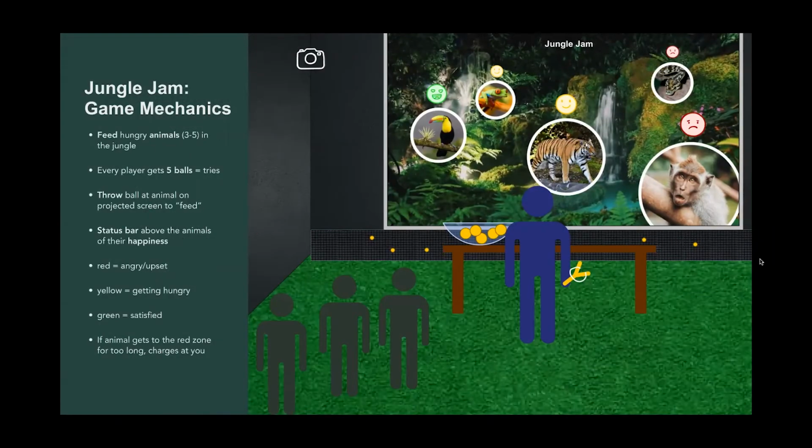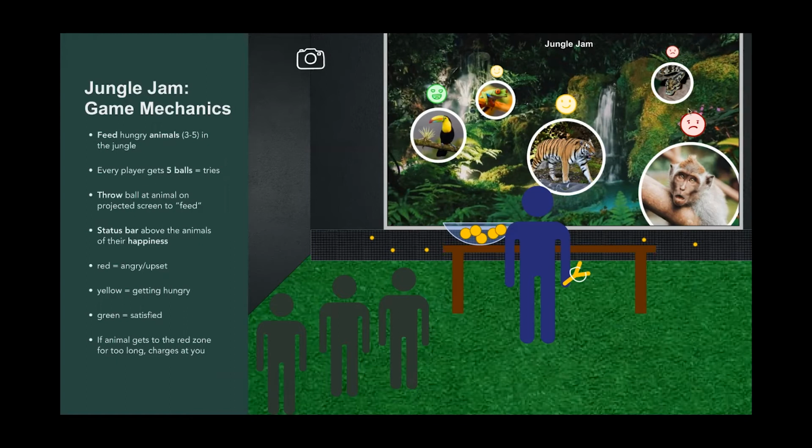So Jungle Jam is our proposed game, and here are the game mechanics that we have come up with so far. So the objective of the game would be to feed hungry animals, potentially 3 to 5 of them, on the screen in a jungle setting. Every player would get 5 balls, and they would throw the ball at the animal on the projected screen to feed them. So there would also be a status bar above the animals' heads showing their happiness levels.